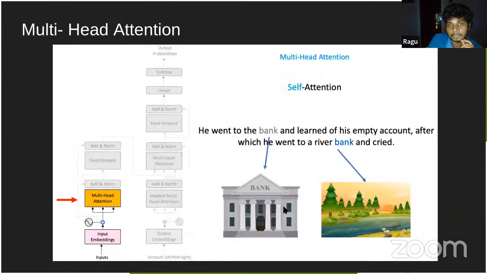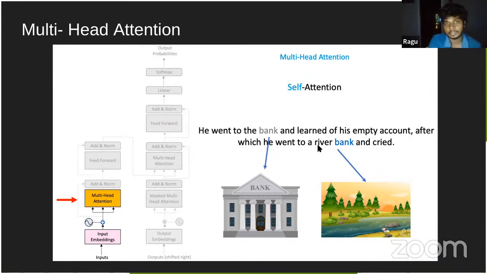So you will see this by having a text input. For example, here you see: "He went to the bank and cried for his empty account, after which he went to the river bank and cried." So here the first bank referred to the empty account. The first bank has to be linked to the empty account, and the second bank linked to the river. So you want to make the network understand that this bank has some relation with this empty account and this bank has some relation with this river.